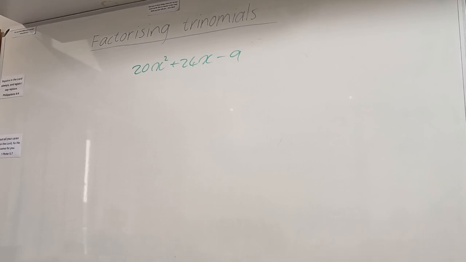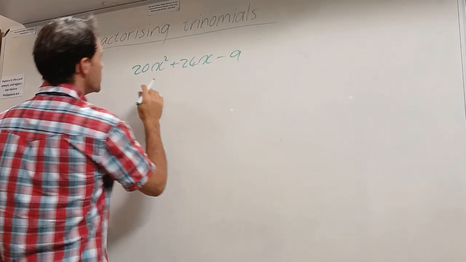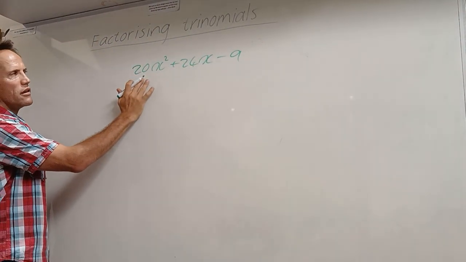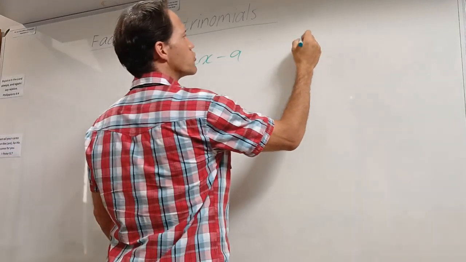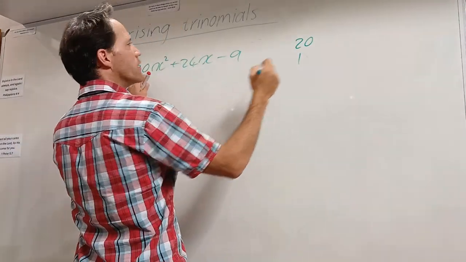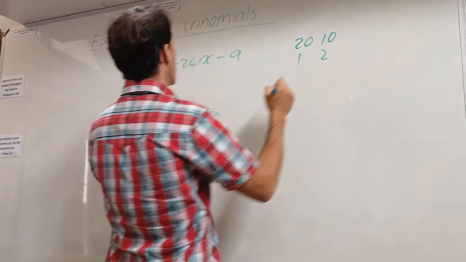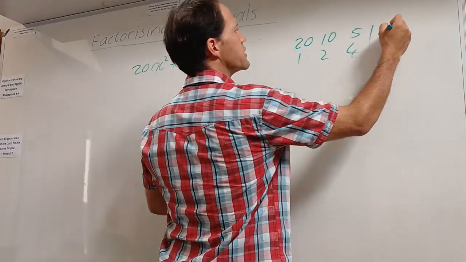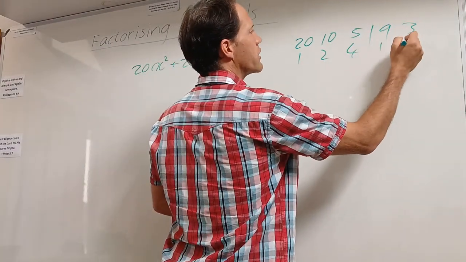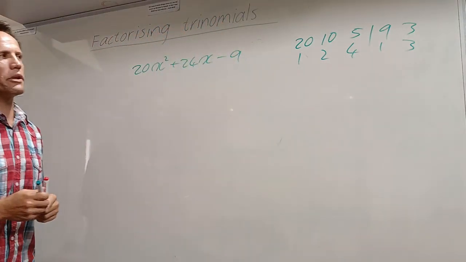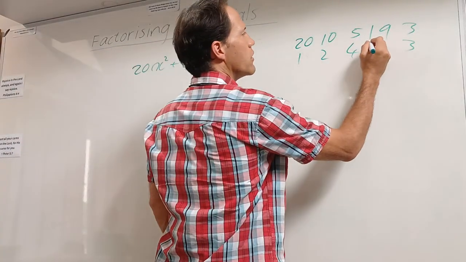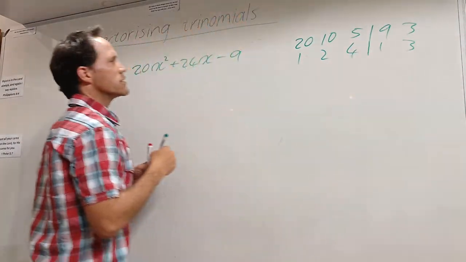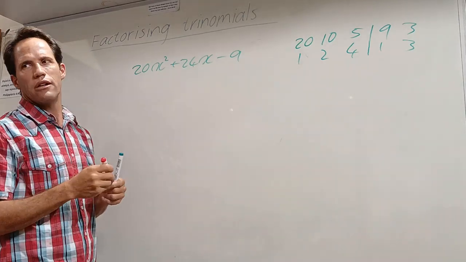Going to try to do this one quickly. So, here 20 can be 20 times 1, or 10 times 2, or 5 times 4. And then obviously 9 is just 9 times 1 or 3 times 3. So that's our only combinations here.